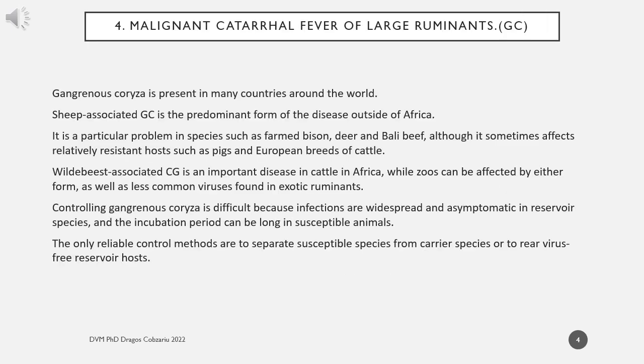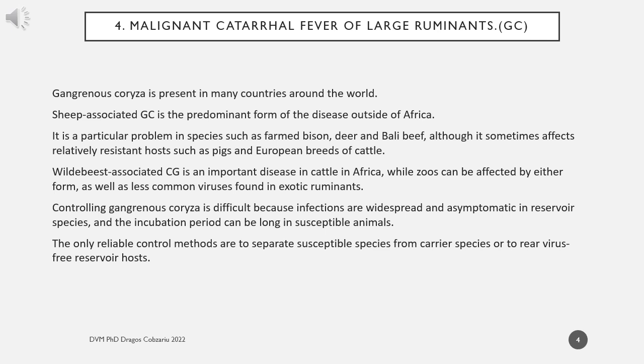Gangrenous coryza is present in many countries around the world. Sheep-associated MCF is the predominant form of the disease outside of Africa. It is a particular problem in species such as farmed bison, deer and Bali beef cattle, although it sometimes affects relatively resistant hosts such as pigs and European breeds of cattle. Wildebeest-associated MCF is an important disease in cattle in Africa, while zoos can be affected by either form, as well as less common viruses found in exotic ruminants.